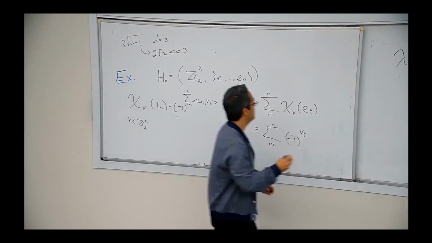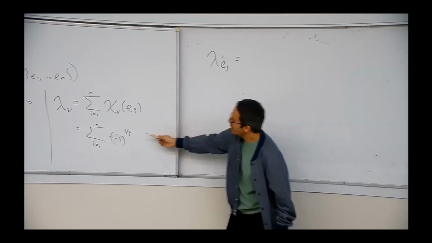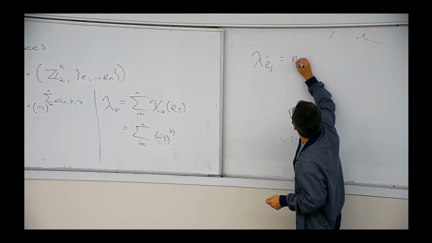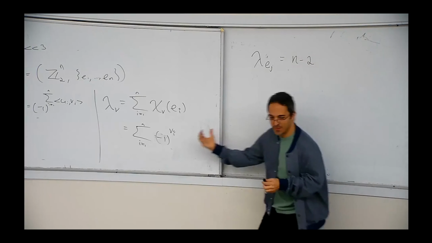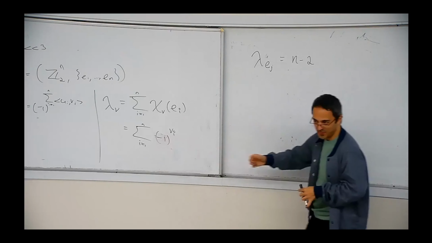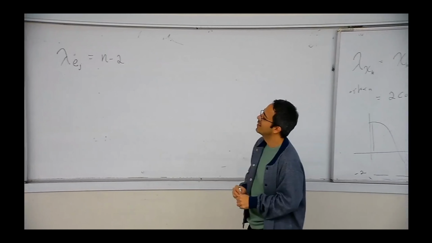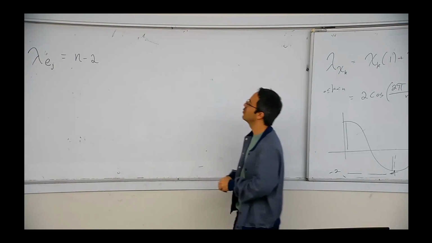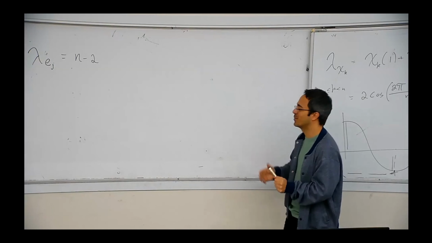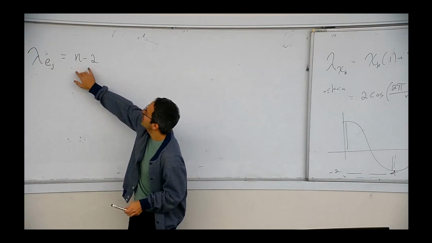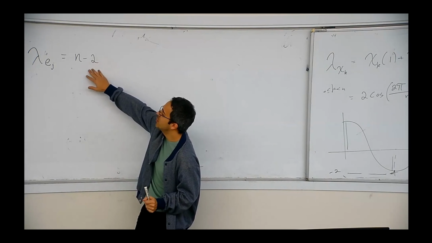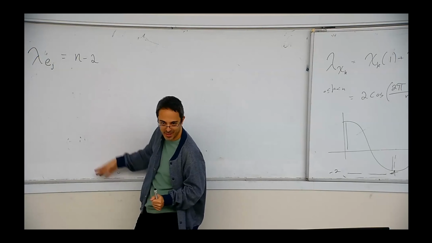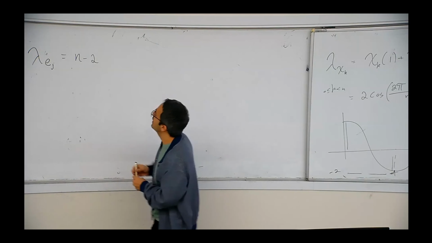For lambda of e_j, you get everything is a plus except for one, which is a minus. So it's actually n minus 2, because you have n minus 1 ones and one minus 1. When you move something from one set to the other, it contributes 2. And actually you have n of those, and you can generate n choose 2 things with n minus 4. So you can actually find the entire spectrum easily. But for us, that suffices.